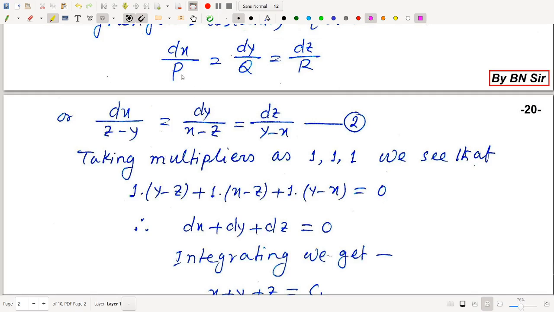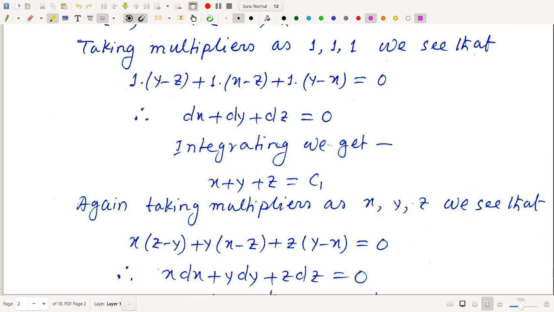Now here p, q, r, if I add p, q, r I get 0. That means 1 into p plus 1 into q plus 1 into r equal to 0. So taking multipliers as 1, 1, 1, we see that 1 into p plus 1 into q plus 1 into r is 0. That means 1 dx plus 1 dy plus 1 dz should be 0 because they are proportional. Therefore dx plus dy plus dz equals 0, and integrating readily we get x plus y plus z equal to c1. That is u equal to c1.